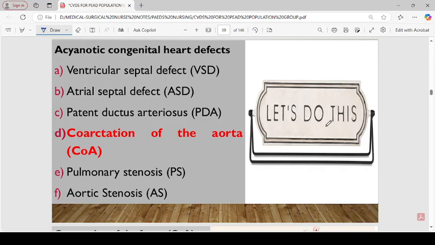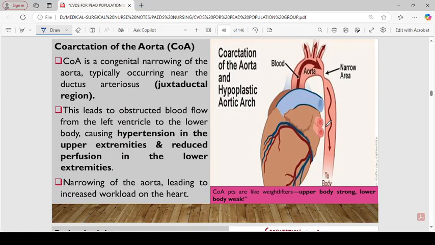The fourth condition under the acyanotic congenital heart defects is coarctation of aorta, COA, right? This is a congenital disorder characterized by narrowing of the aorta and typically occurs near the ductus arteriosus, that is the juxtaductal region. This condition normally leads to obstructed blood flow from the left ventricle to the lower body, causing hypertension in the upper parts or extremities and reduced perfusion in the lower extremities. So narrowing of the aorta leads to increased workload of the heart.